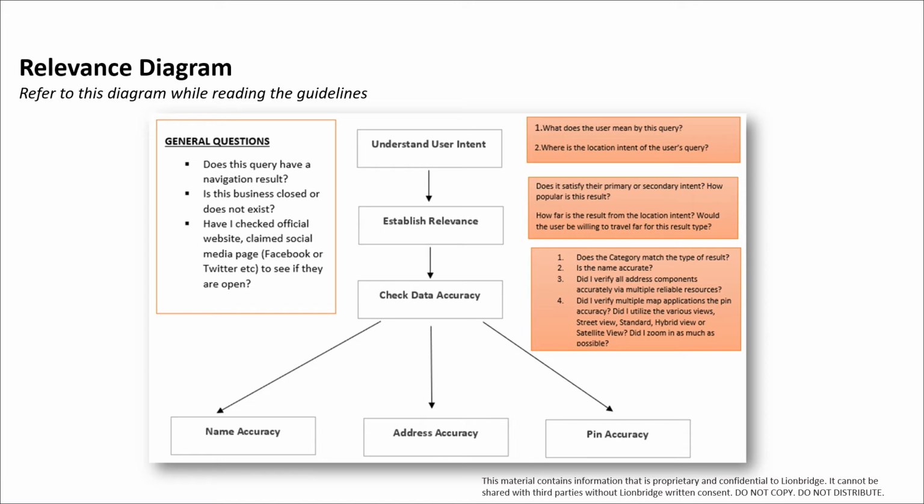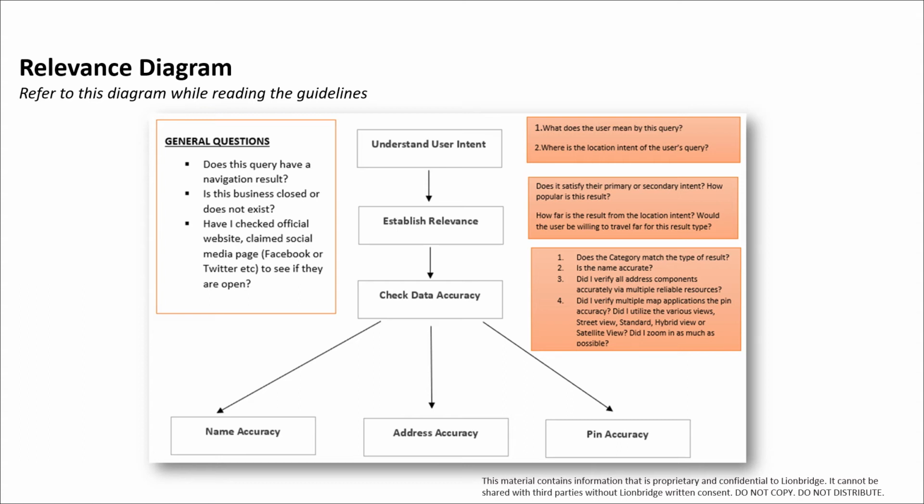Then we need to establish relevance. Please read the second box on the right. Does it satisfy their primary or secondary intent? How popular is the result? How far is the result from the location intent? Would the user be willing to travel for the result type?